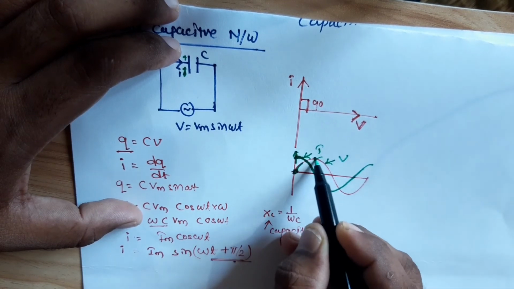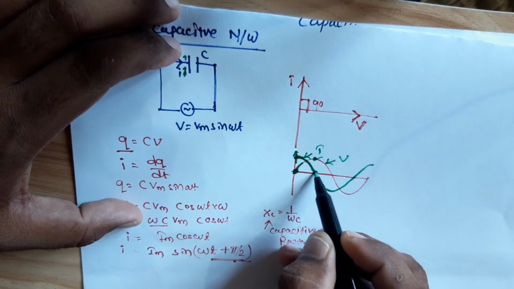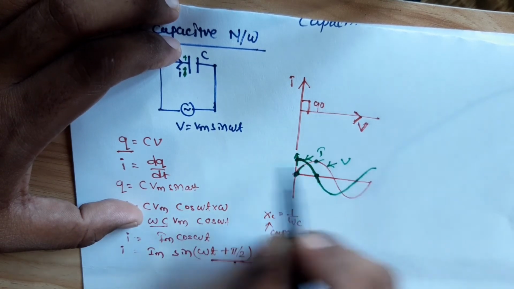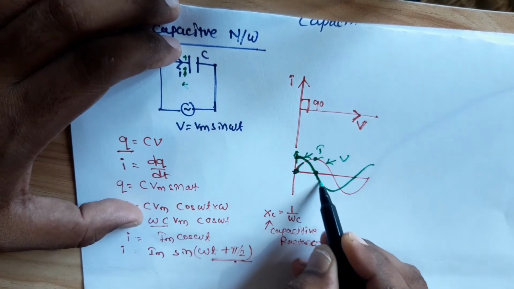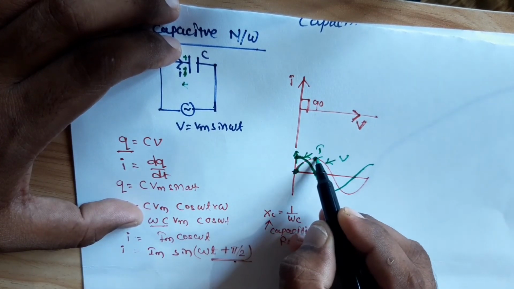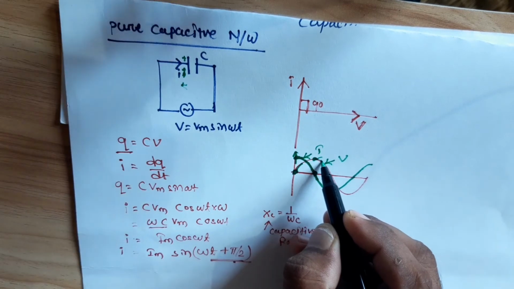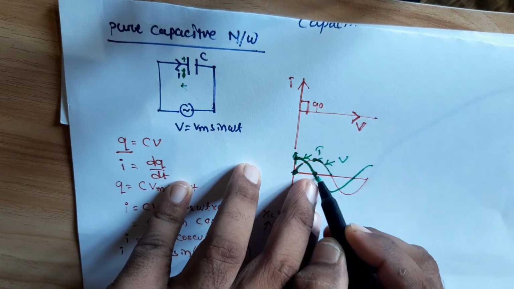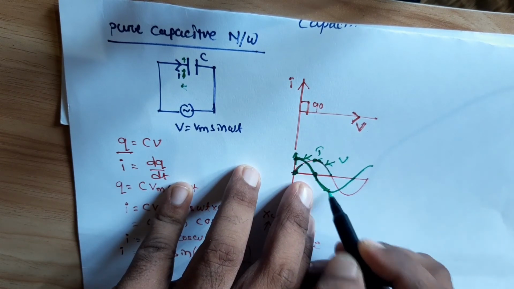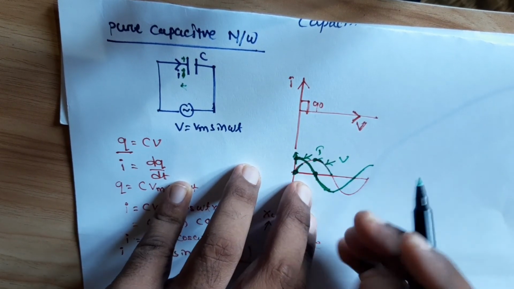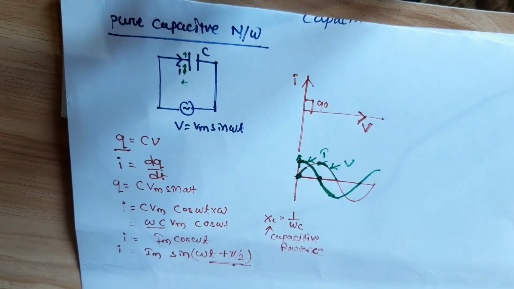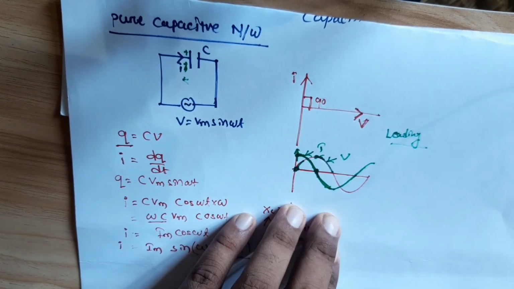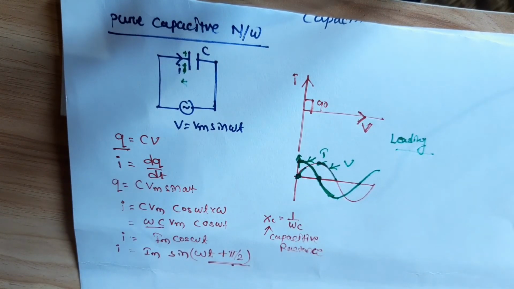When the voltage is maximum, the capacitor will be fully charged, then the current polarity will reverse. Then the voltage will gradually decrease, also in the reverse direction, and then charging again. This process will continue. It will be leading in nature. We will study it in detail in our next chapter.